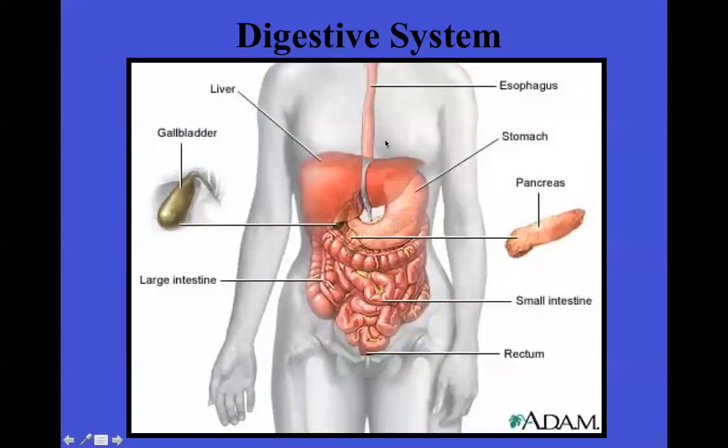Here's the digestive system again: the mouth, the esophagus, and the esophagus goes down to the stomach, and then from the stomach we go to the duodenum and the rest of the small intestine, and then the large intestine out to the rectum. But there are also accessory organs that lie outside the tract, like the liver, the pancreas, the gallbladder, and the salivary glands up on top. These are all accessory organs of the digestive system.